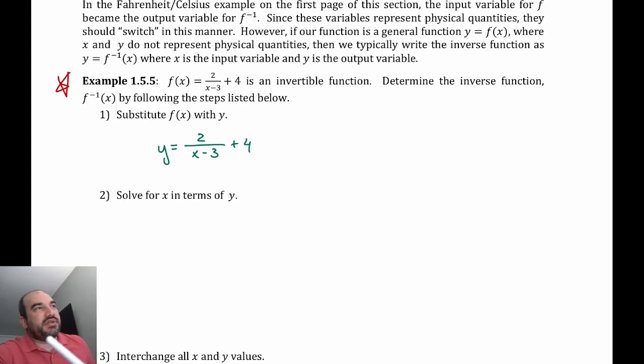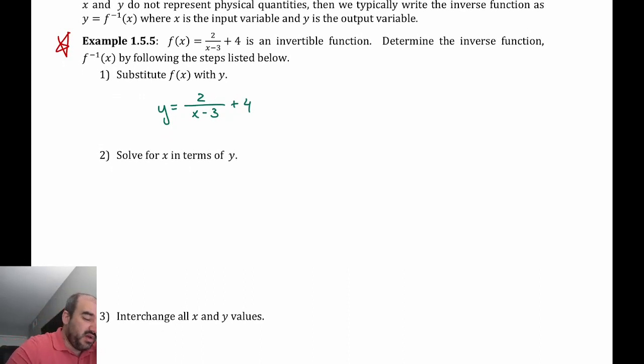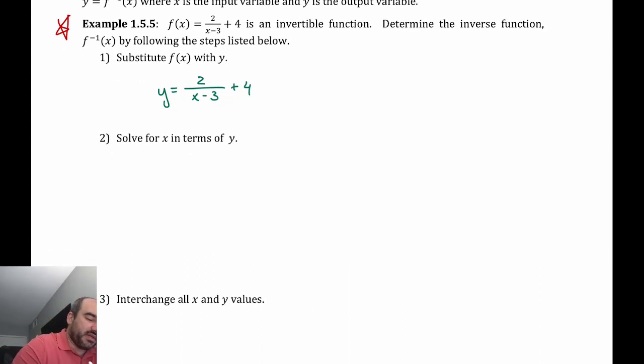All right, first step is to just rewrite it in terms of x's and y's. And then step 2 says to solve for x in terms of y. What that means is right now the function is solved for y because the y is isolated. If it says solve for x, we want to isolate this x.